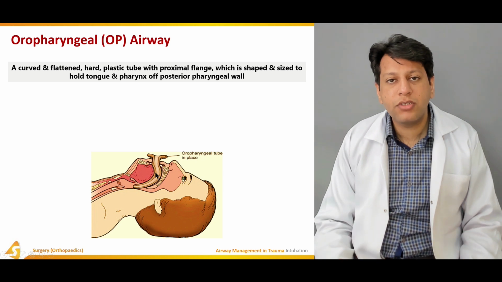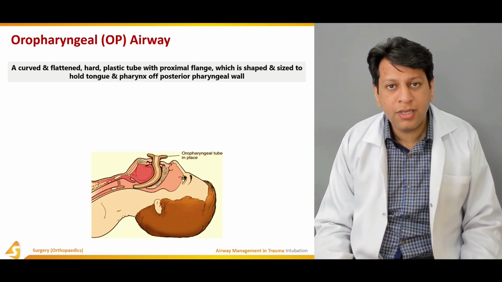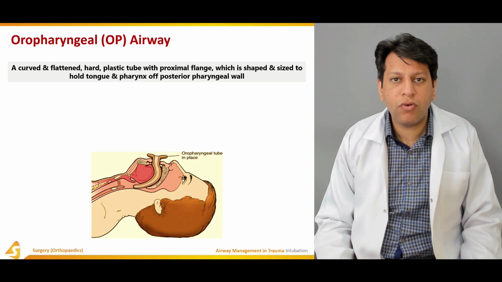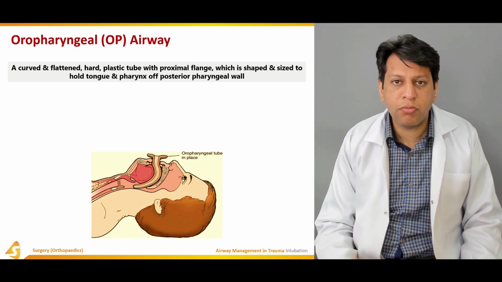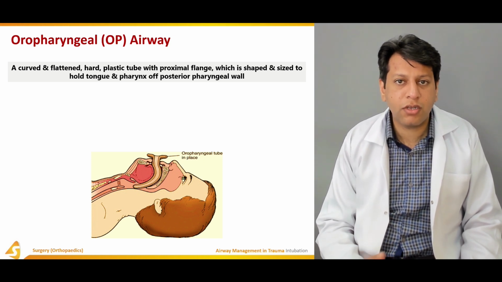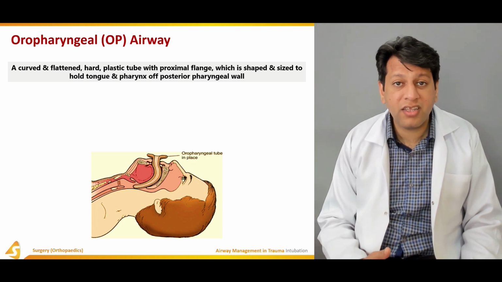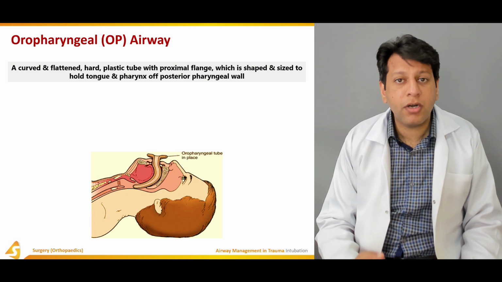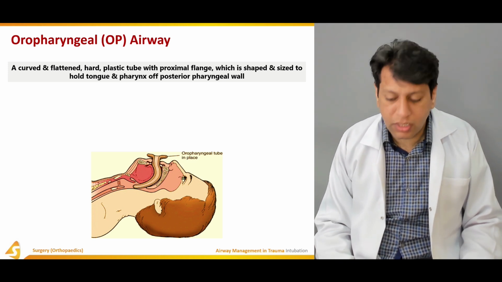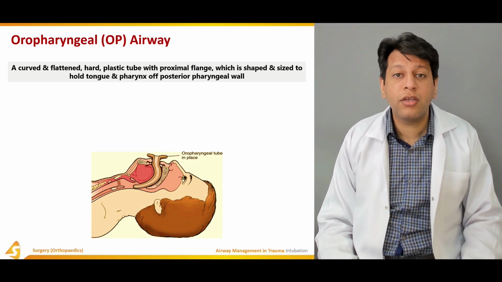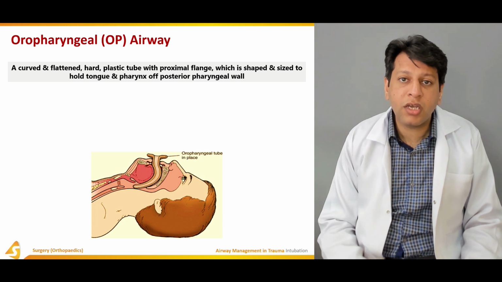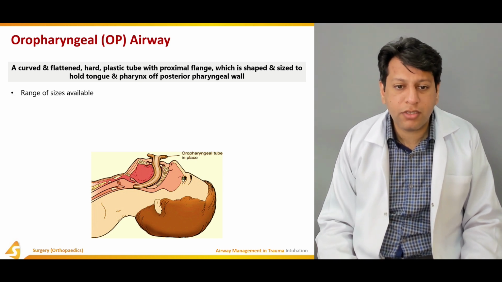Once we've done the chin lift and jaw thrust on the patient, we have to clear the oral cavity of all the debris, hematoma, blood, serous and mucous discharges, and it could be broken teeth as well. Once we have cleared that, the first thing we pass is the oropharyngeal airway. That is basically to push the tongue backward so that it does not obstruct the airway.